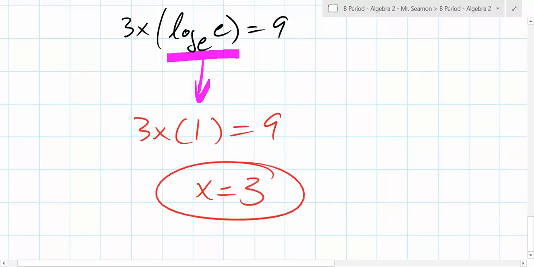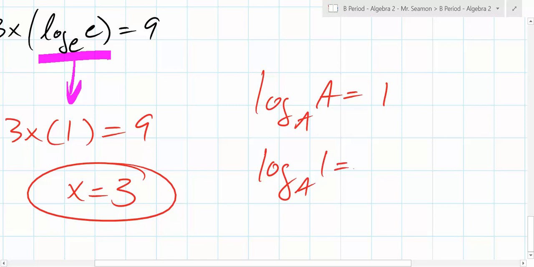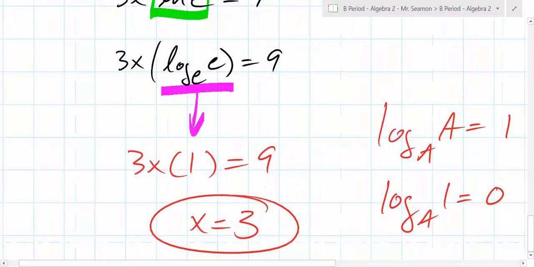So ln e equals 1, because log base a of a is always equal to what? 1. So that's 1. What's the other rule that we know? Log base a of 1. What does that always equal? 0. Yep. There you go.